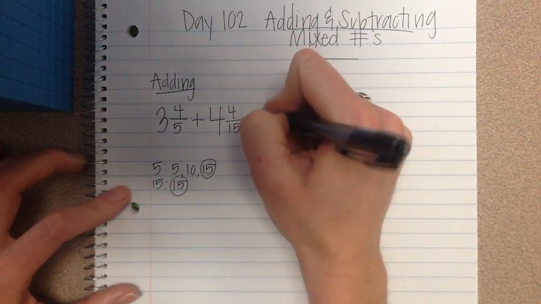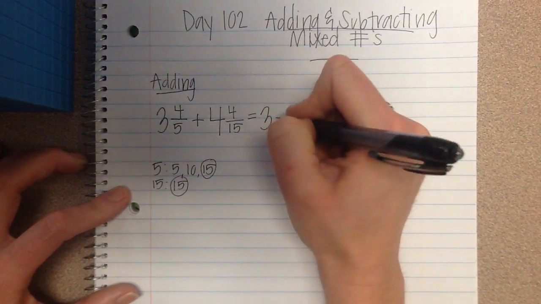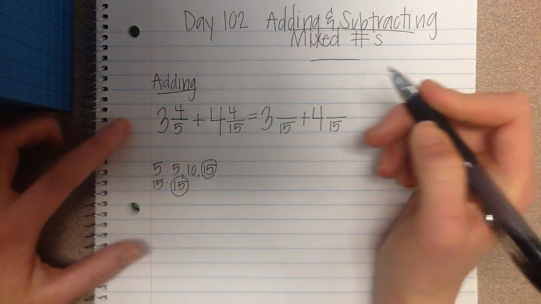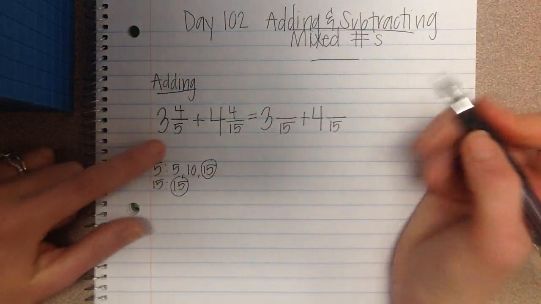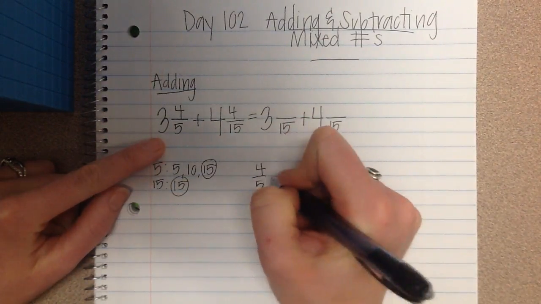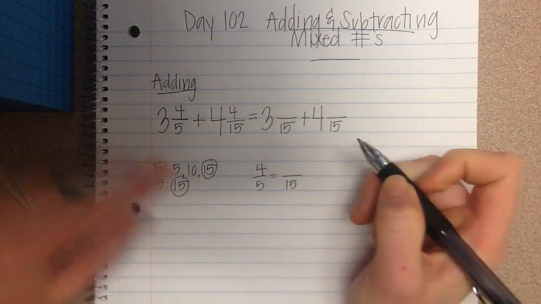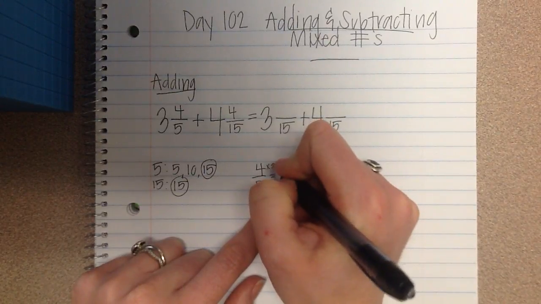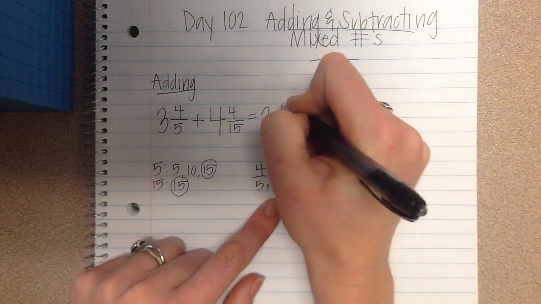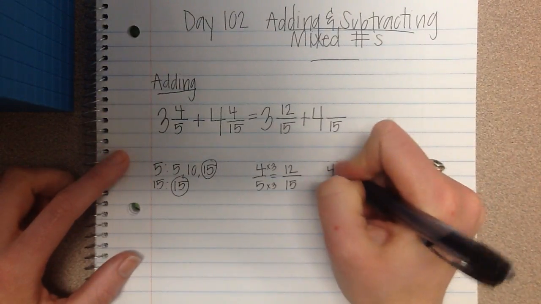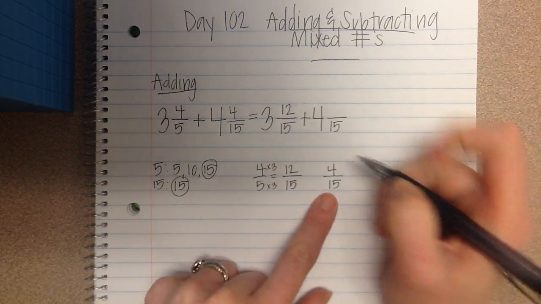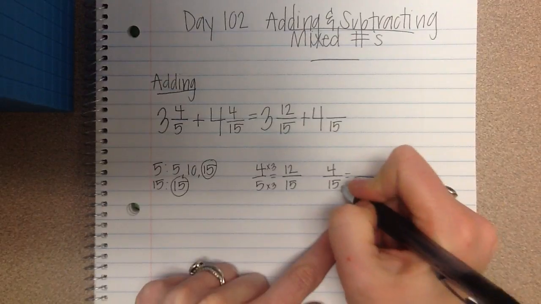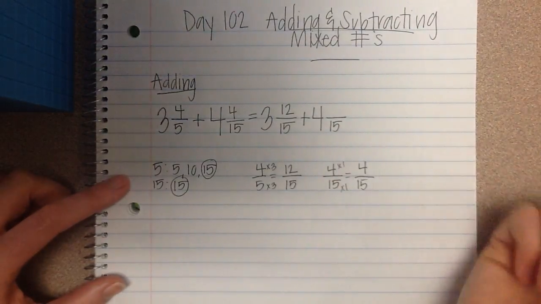So I am going to have my whole number stay the same, something over 15, plus whole number, something over 15. So now I'm focusing just on the fraction. 4/5 equals something over 15. How does 5 become 15? Times 3. So 4 times 3 equals 12. Now I'm going to do 4 over 15. How does 15 become 15? Times 1. So 4 times 1 equals 4.